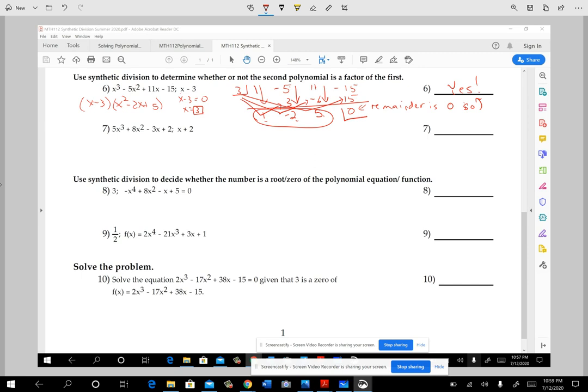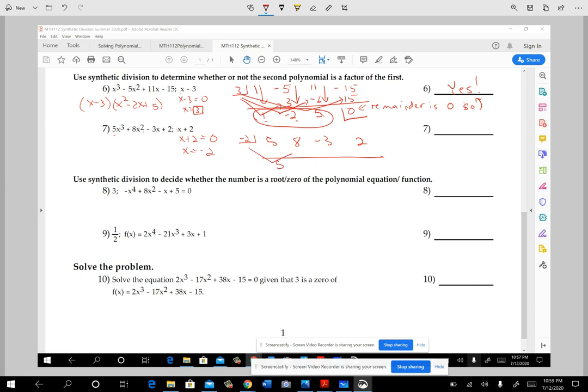Okay. All right, let's try this one. If x plus 2 is what we're trying to see if it's a factor, what goes in the box isn't 2, but negative 2. Then put in the 5, the 8, the negative 3, and the 2. We weren't missing any of the terms, so there were no placeholders.